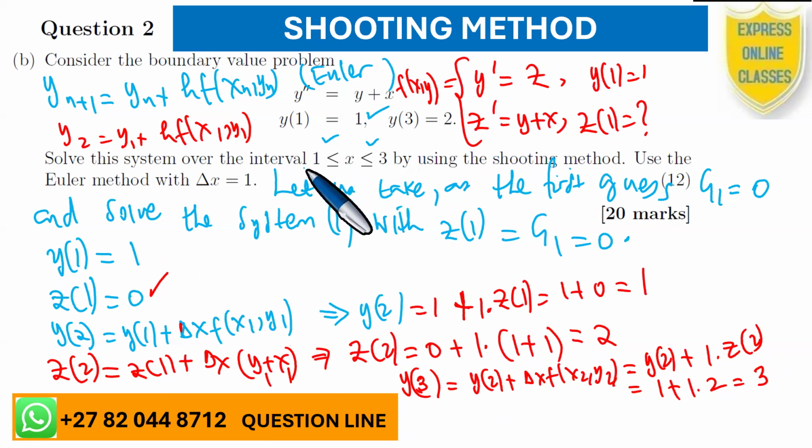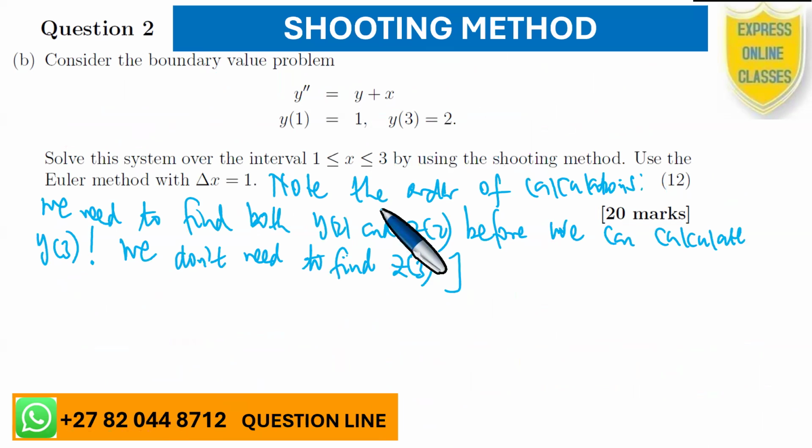But with the guess method, we want to guess and see if we're going to hit the target. What is the target? If we start at Y1 equals 1, then Y3 must be 2. But here, we got that Y3 equals 3, so we missed the target. We misfired. So in the process of shooting, we misfired. Now, what do we say with these things here? We then continue to say the value.